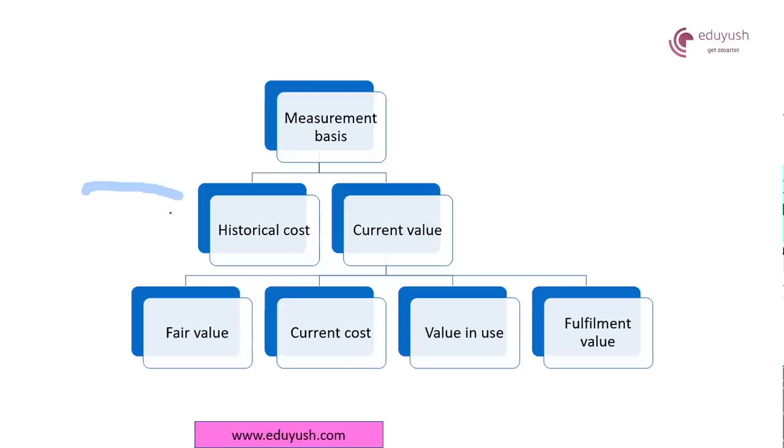The first common one is historical cost, and the second is called current value. The current value can be fair value, current cost, value in use, or fulfillment value. So when you look at the measurement basis, we have 5 measurement bases that are given to us, and we should be familiar with all of these because various accounting standards may refer to the usage of any of them. Okay.